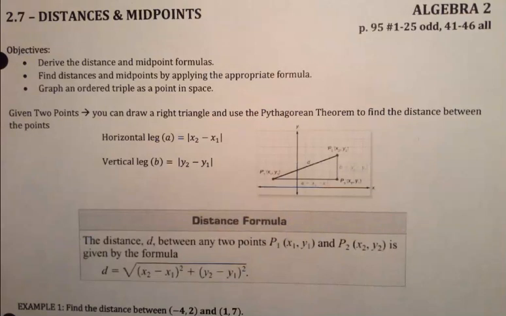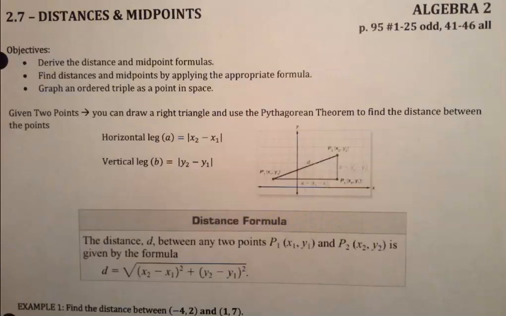All right, for Algebra 2, we're doing 2.7 today, the distances and midpoints. Our objectives are to derive the distance and midpoint formulas. I'm actually going to give those to you, maybe explain or show where they come from, but we're not going to have to derive them. We're going to find distances and midpoints by applying the appropriate formula and graph an ordered triple as a point in space, and just kind of use these ordered triples.